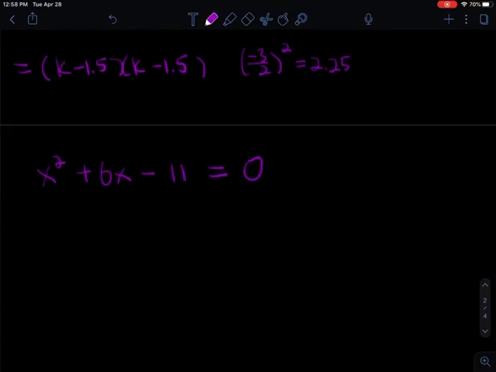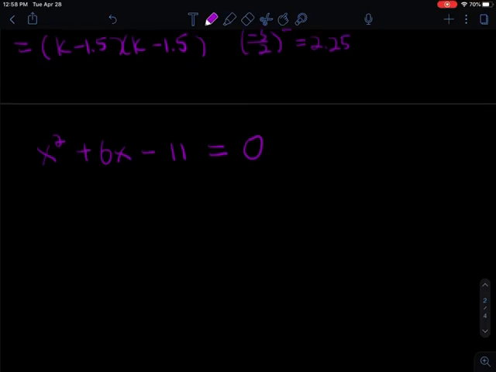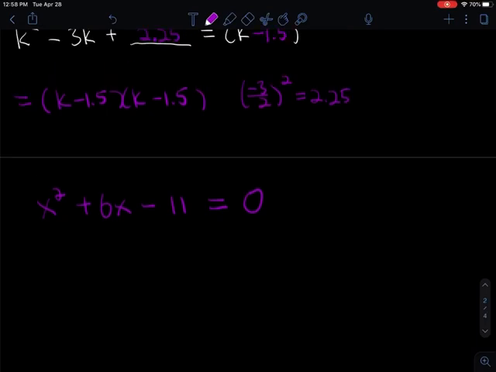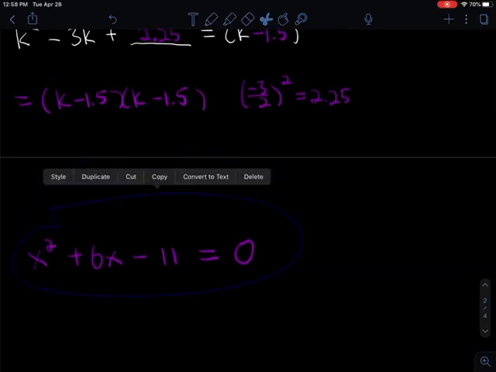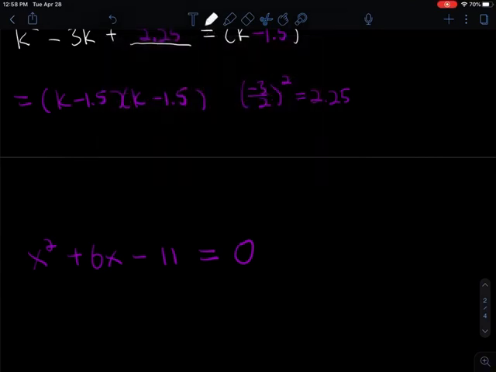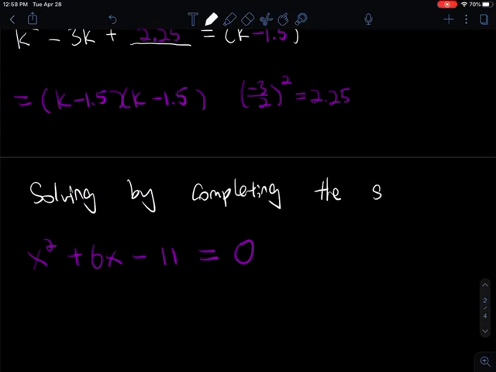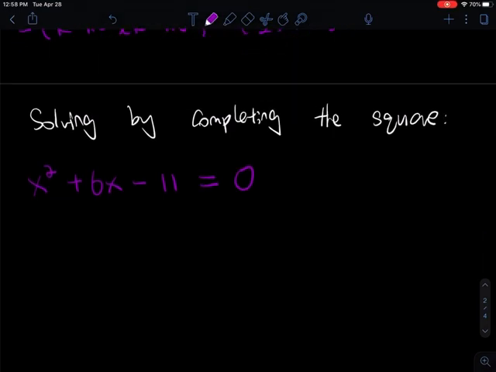We will actually talk more about this next time, but this is just a preview of how we can use the method of completing the square to solve a problem like this. So here's what you want to do when you want to solve by completing the square.